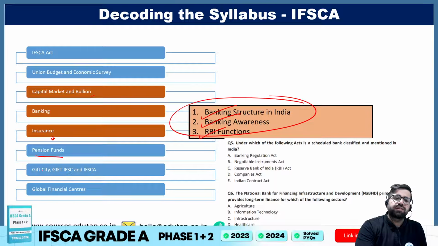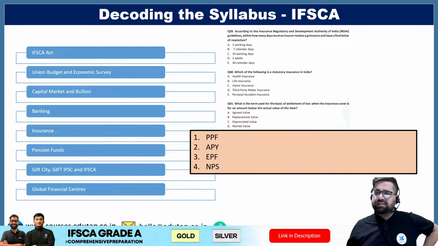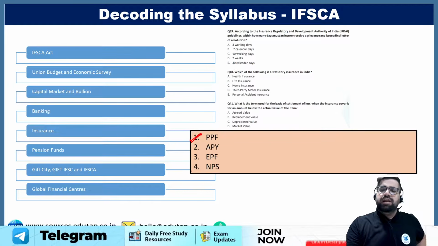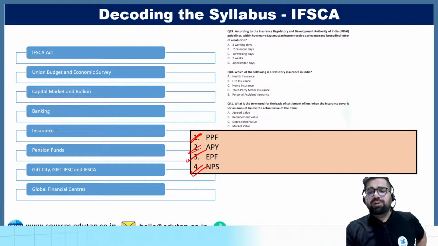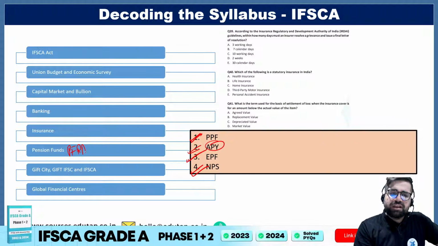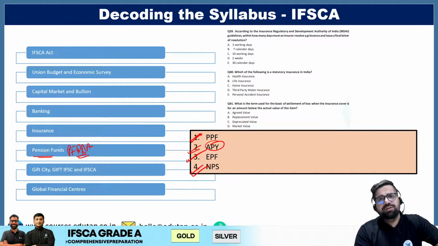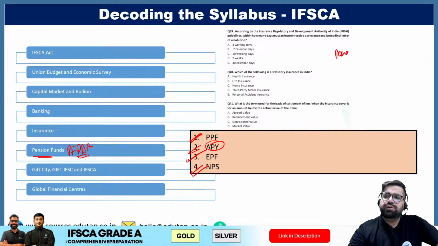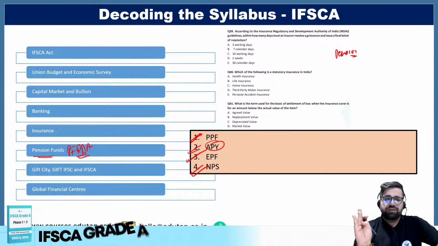Then comes your pension funds, GIFT City and global financial center. In pension funds, you just have to do the topics of EPF, APY and NPS, right? PPF is your public provident fund, NPS is your national pension system, EPF is your employee provident fund, and then you have your APY, which is Atal Pension Yojana. So if you have prepared for PFRDA, the same syllabus is there in IFSC also, right? So in pension, there is no need to worry, you just have to cover the basic topics of Atal Pension Yojana, national pension system, employee provident fund and public provident fund, okay?